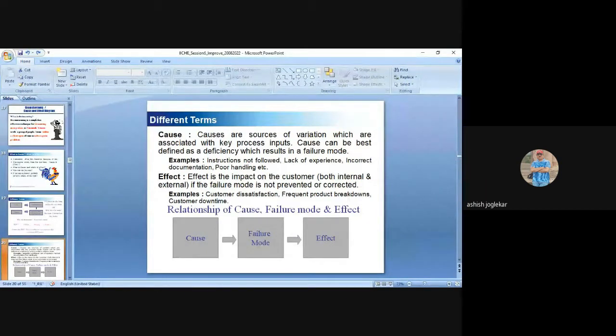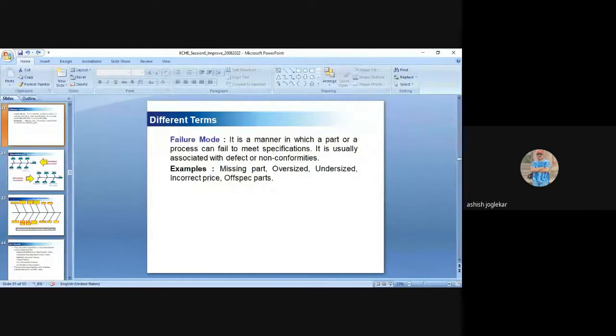Take pizza delivery. The cause is you didn't get the raw material on time. So what is the failure mode? The failure mode is the pizza didn't get prepared on time. And what is the effect? The customer delivery is late. So the cause, failure mode and effect are the three terms that are used in the FMEA process.